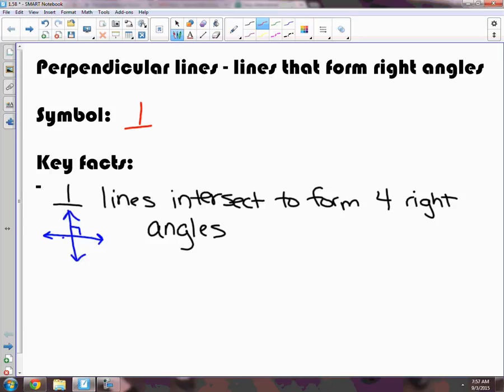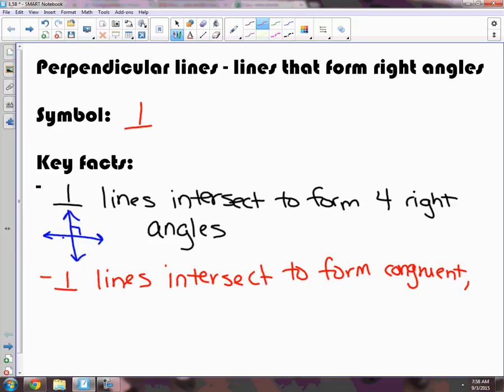Our second key fact that we want to talk about, perpendicular lines intersect to form congruent adjacent angles. And this is saying the same thing, but getting some other vocab in there. So we can realize that we've got lots going on with perpendicular lines. Same picture. If we've got 1 right angle, they're all going to be congruent, and they're all going to be adjacent to each other. They're all side by side. So just kind of practicing that vocab that we were talking about yesterday. Adjacent angles are right beside each other.